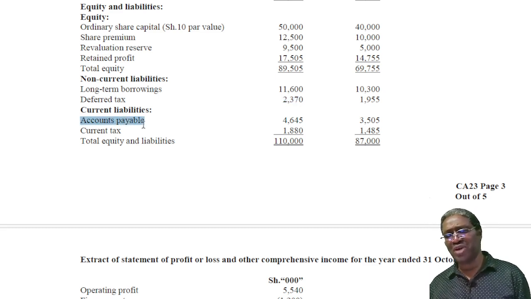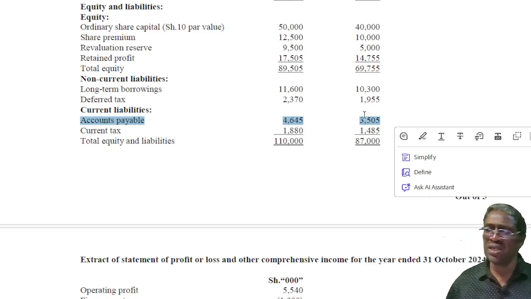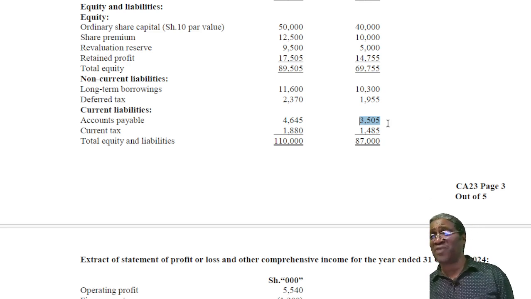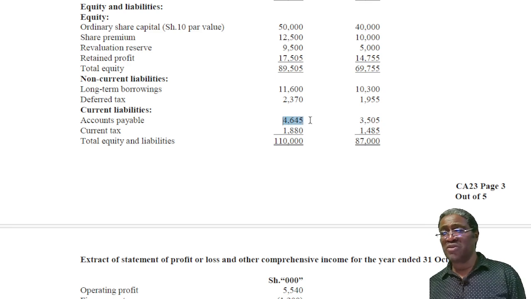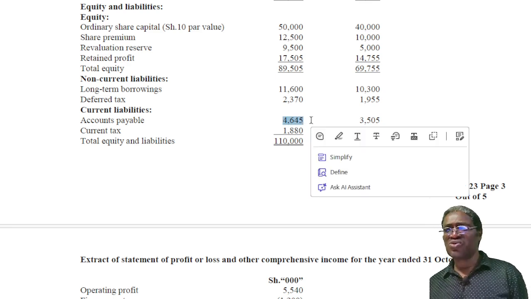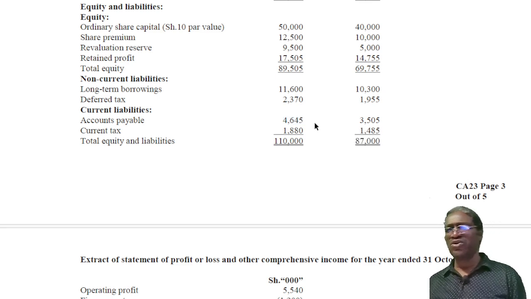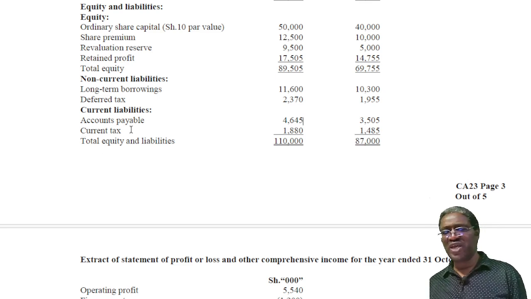I've told you we normally don't analyze the account called accounts payable. I don't have to open the account. That's what I'm trying to say. Because I can see last year the accounts payable was 3,505. Then this year the account is 4,645. So there was an increase in creditors. So automatically I don't need to analyze that account. I'm going to use a calculator to get it. From there, the next item is current tax, which we have already done.